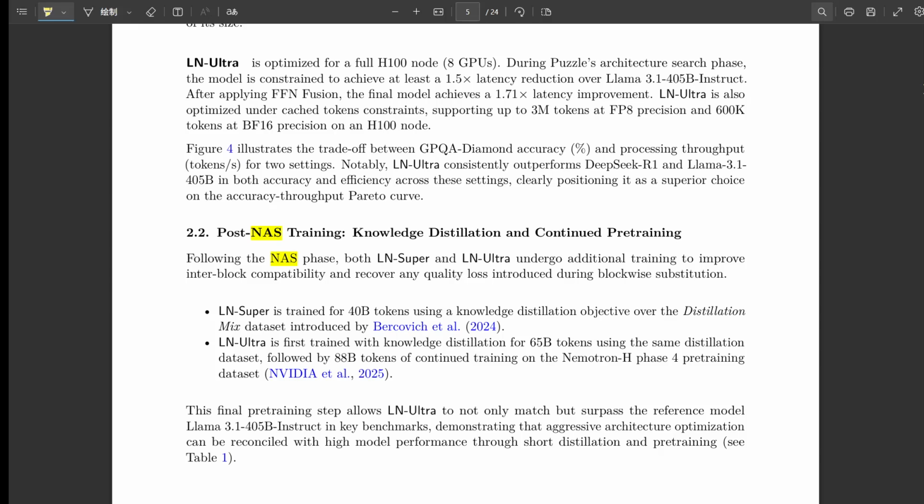Llama-Nemotron is also about reasoning. The development didn't stop after the architecture tweaks, right? Not at all. That's crucial. NAS gets you efficiency, but like we said, maybe at a slight quality cost. So the next big phase was post-training. This involved two main things, knowledge distillation and continued pre-training.